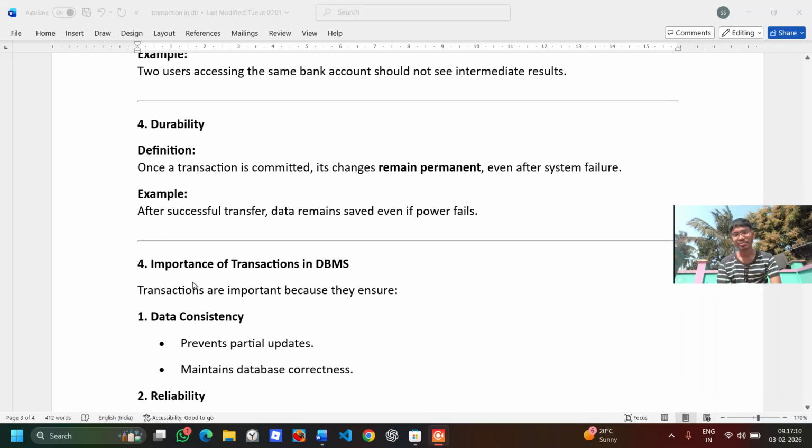Then the last property is durability. Durability means that after the committed update, the changes are saved permanently. And if a system failure happens, hardware or software failure, it doesn't affect our data.